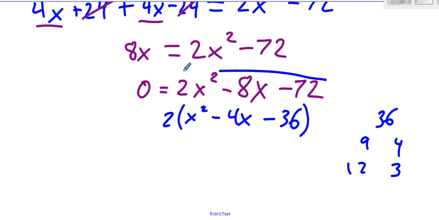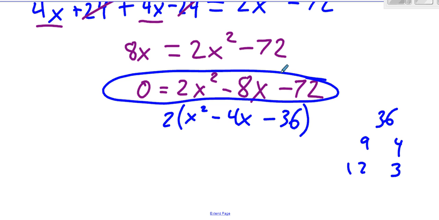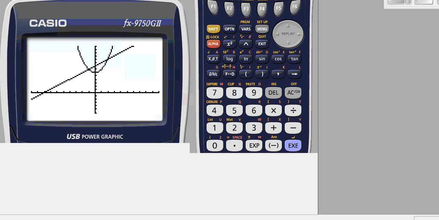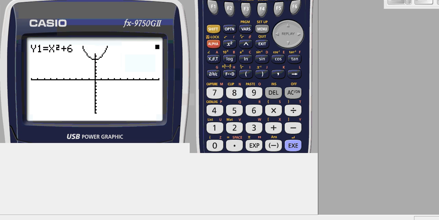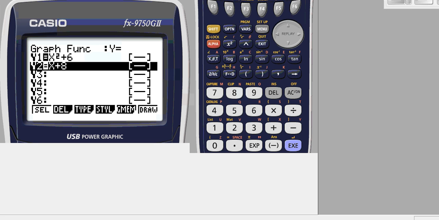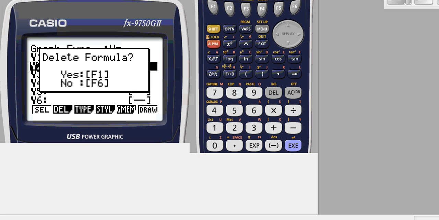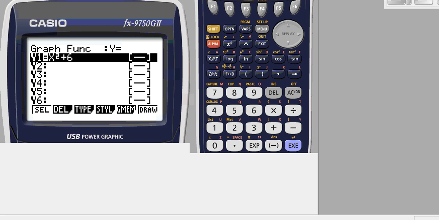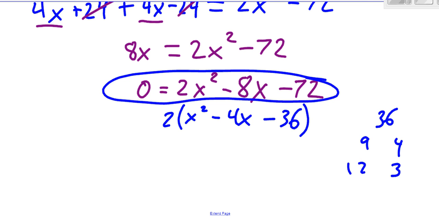Take the equation. Let your calculator solve it. 2x squared minus 8x minus 72. Come back to your graph. 2x squared minus 8x minus 72.